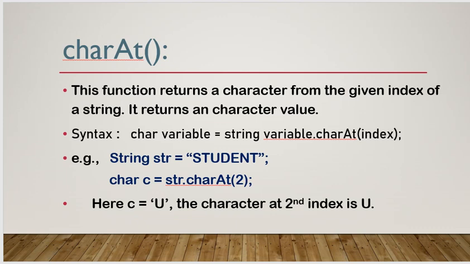Working with this, string str equals student, and in the second line, since it returns a character value, we are declaring a character variable char c, where we are going to find the character at index 2. If we start the index from 0, the character s is at index 0, character t is at index 1, and the character u is at index 2. So the output here will be u, as the u is at index 2.